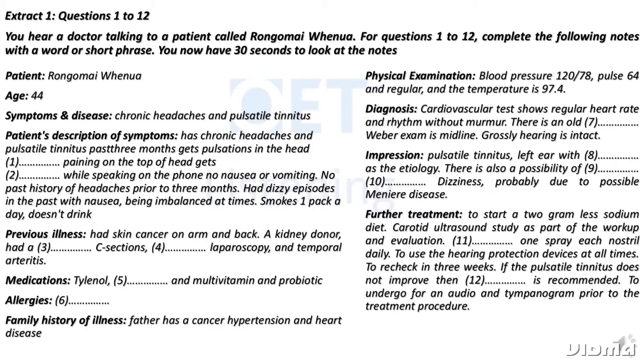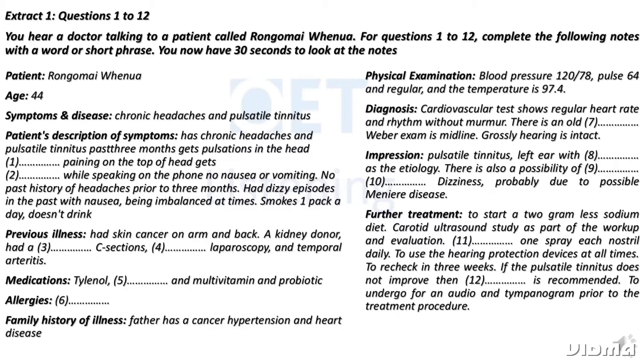Your physical examination shows your blood pressure at 120/78, pulse 64 and regular, and the temperature is 97.4. Cardiovascular test shows regular heart rate and rhythm without murmur. There is an old mastoidectomy scar on your left ear. Weber exam is midline. Grossly hearing is intact. You have pulsatile tinnitus, left ear, with eustachian tube disorder as the etiology. There's also a possibility of normal pressure hydrocephalus, deviated nasal septum, and dizziness, probably due to possible Meniere disease.